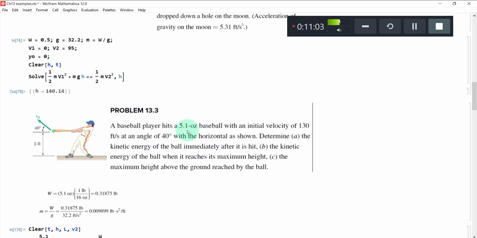So let's say we have a mass and they give it to us in ounces. So we're going to have to look at what is ounces for pounds and figure out some conversions there. And then here's that weird mass, so we're going to take pounds divided by feet per second squared. So it's kind of a strange unit here.